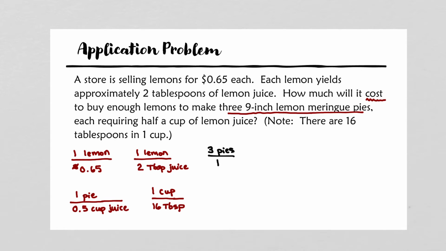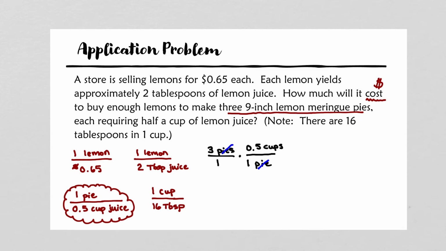I have 3 pies. Now, what can I do with pies? Well, I need to cancel out the pie units, and I need to eventually end up with units of cost. Do we see one of these relationships that will help me get rid of the units of pies? I think the first one right here will do the trick. 1 pie is 0.5 cups of juice. So I set this up with 1 pie in the denominator and 0.5 cups of juice in the numerator. Why did I do that? Because remember, when we set up dimensional analysis, or when we multiply by unit fractions, we want the units to cancel in the numerator and the denominator.